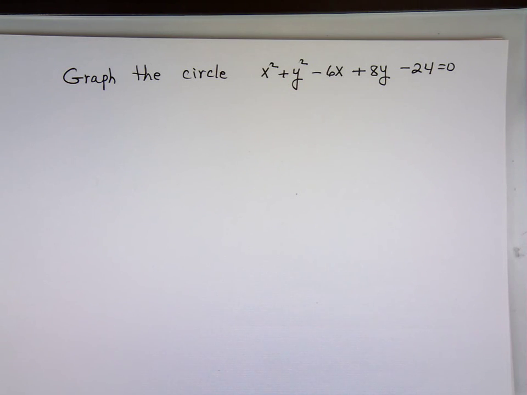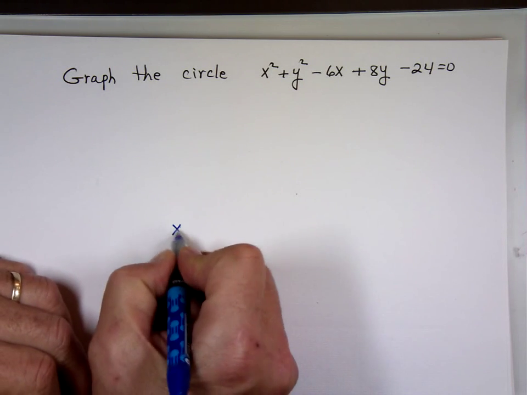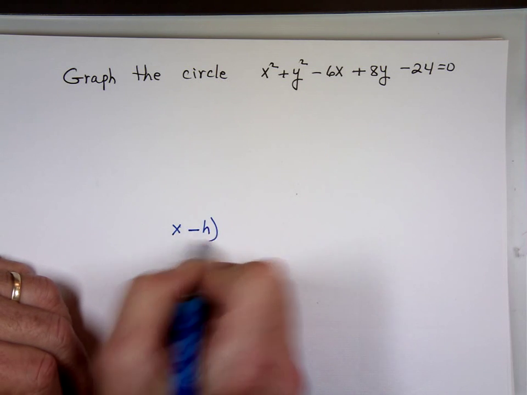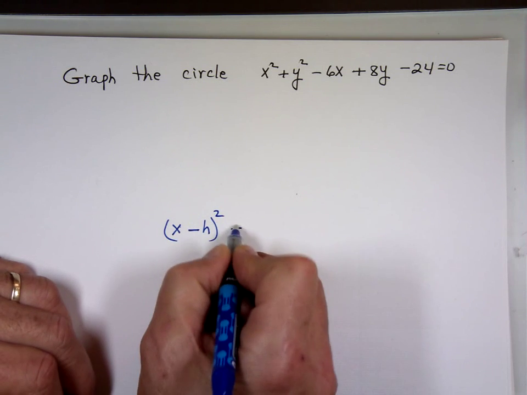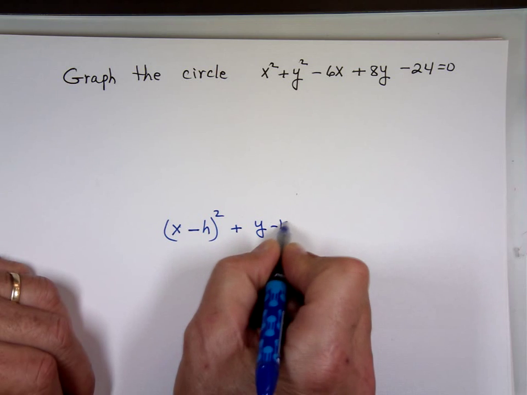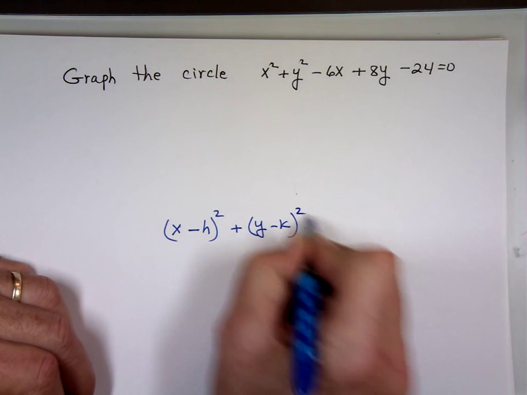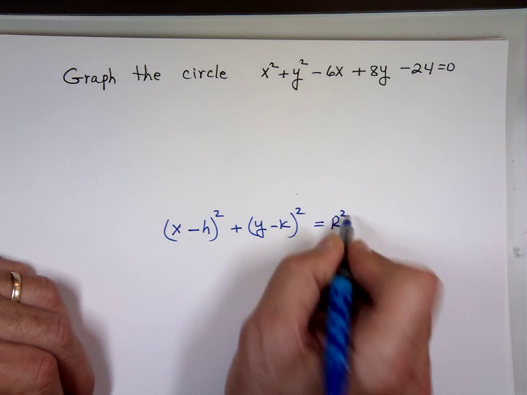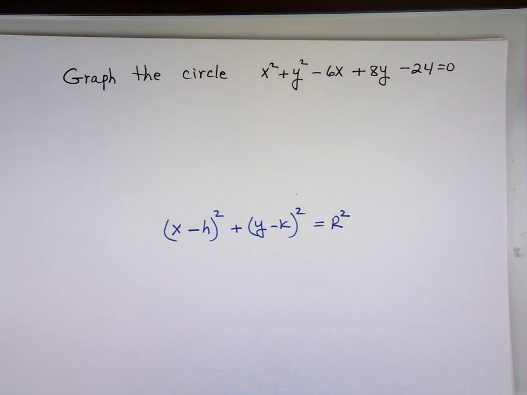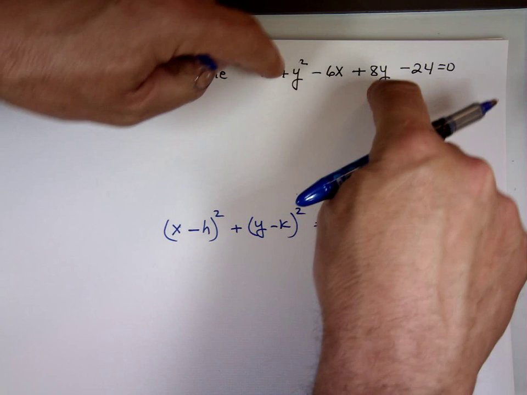If somehow I can change it to make it look like, I'm leaving a space, x minus h squared plus y minus k squared equals r squared, then I can graph it. But right now that doesn't look anything like this. How can I change this one from that look to this look?